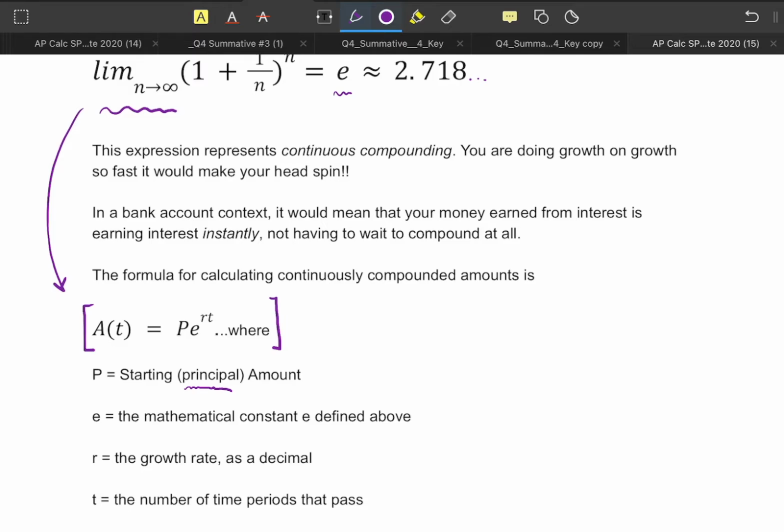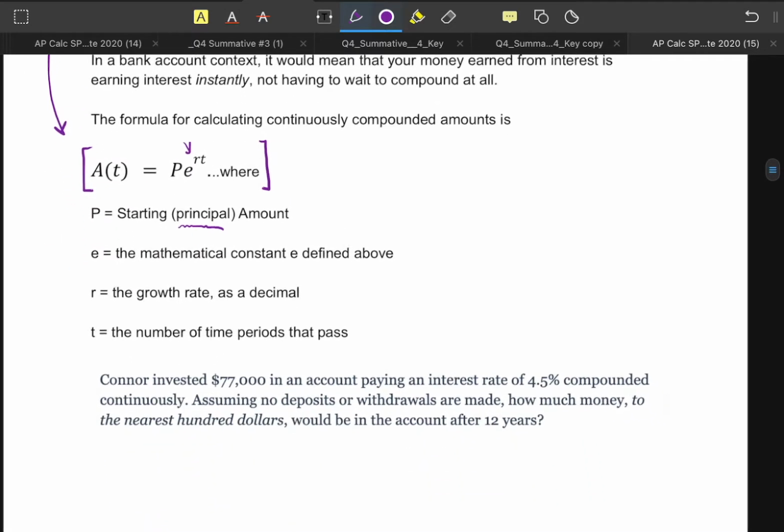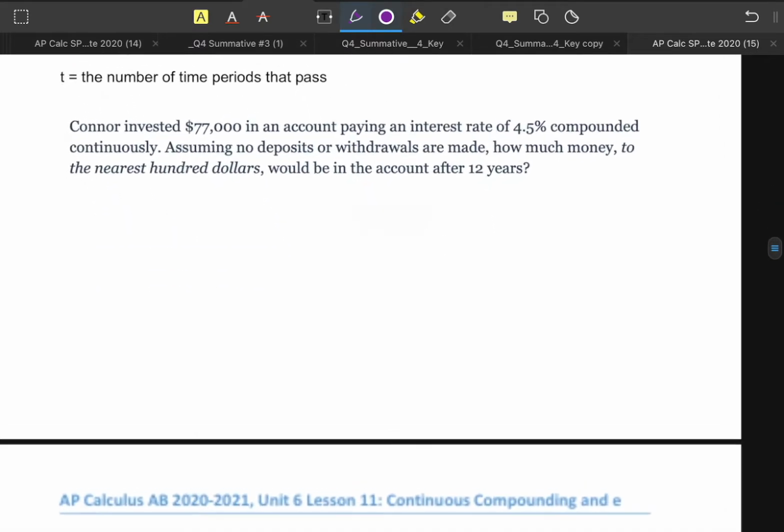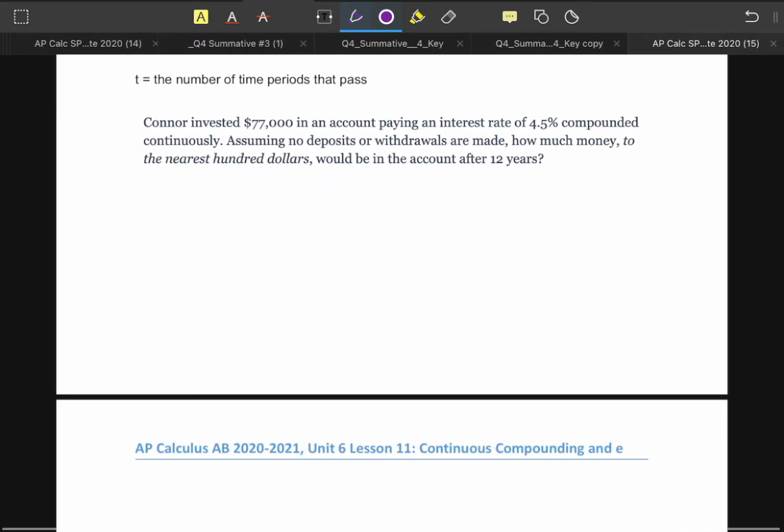e is this mathematical constant, a number that's approximately 2.718. r is the growth rate as a decimal. So whatever percentage, if you're earning 5% a year, it would be 0.05. t is the number of time periods relative to that growth rate that have passed, so like 5 years, t would be 5. If you ever forget this, just Google continuous compounding formula. And so let's see an example of what this is going to look like on the Delta Math today.